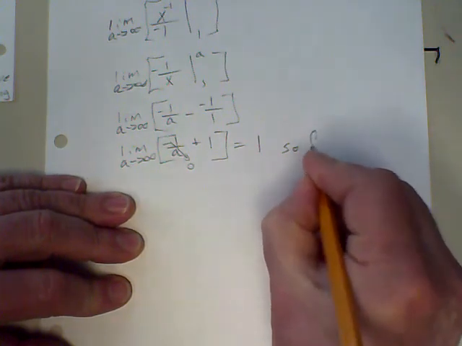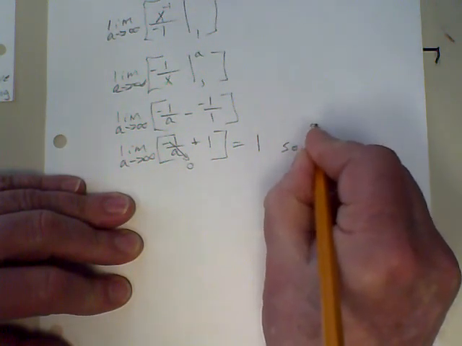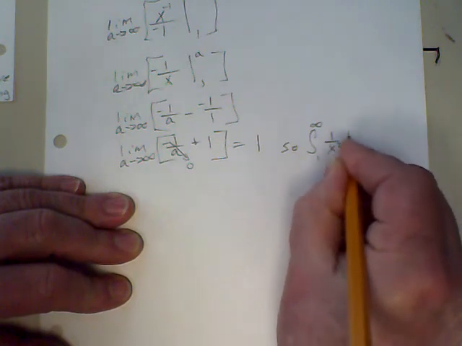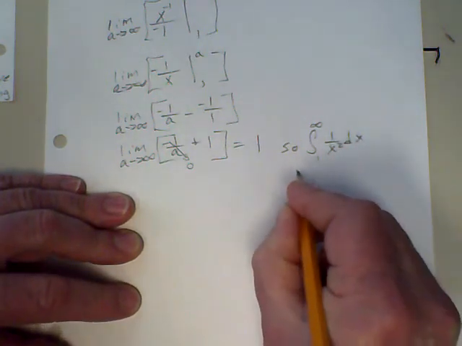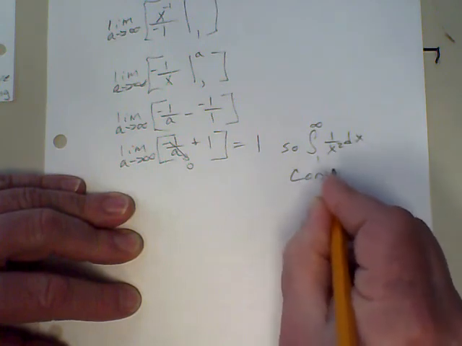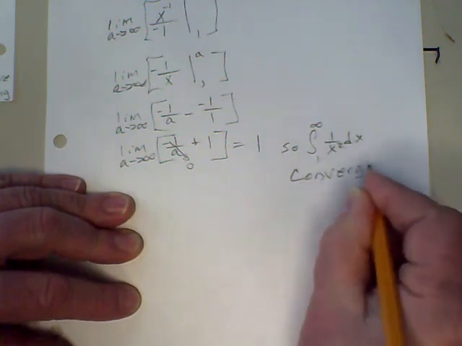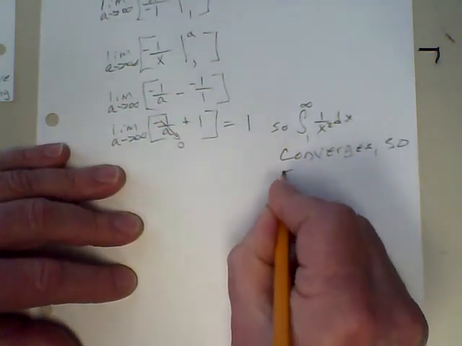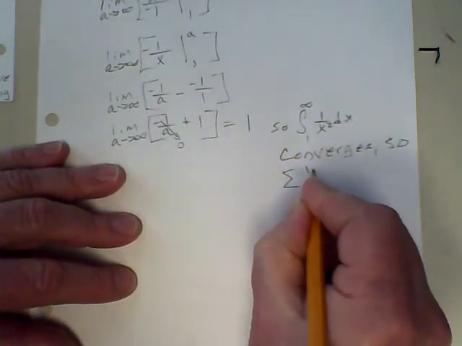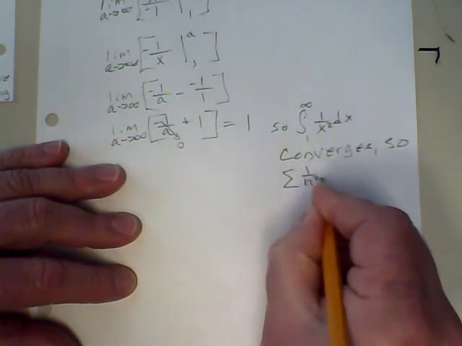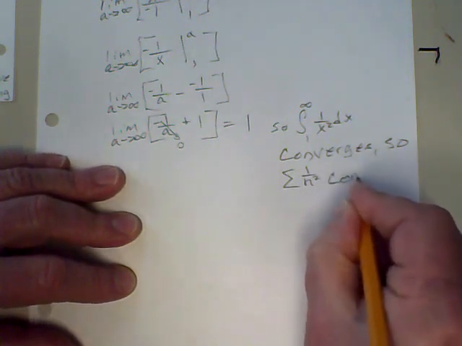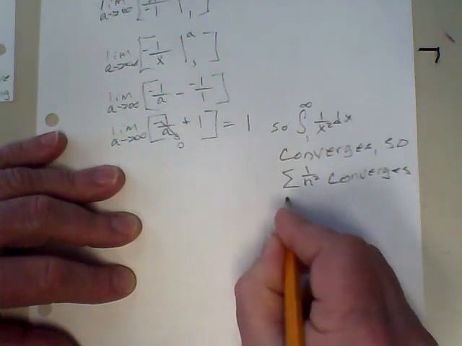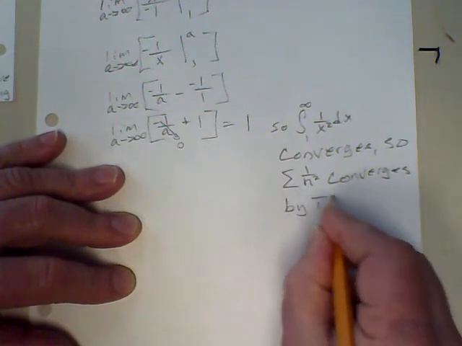So the integral from 1 to infinity of 1 over x squared dx converges. So the series 1 over n squared converges by the integral test.